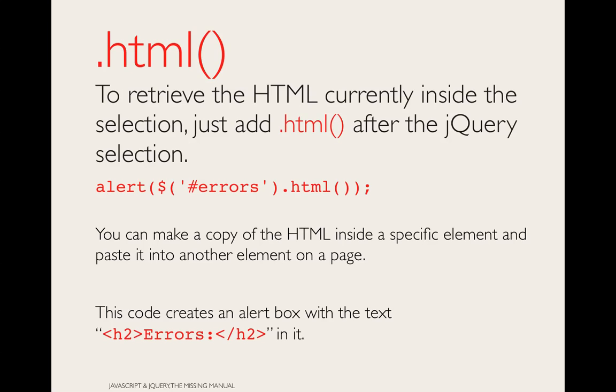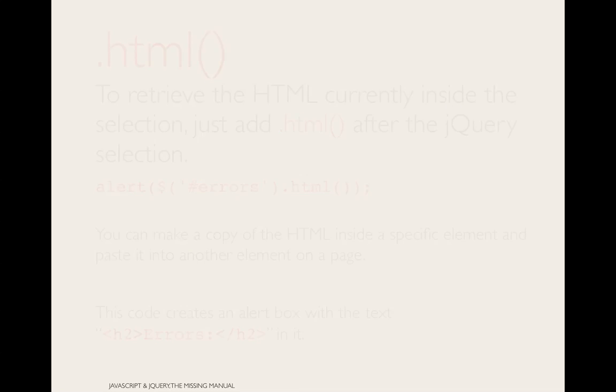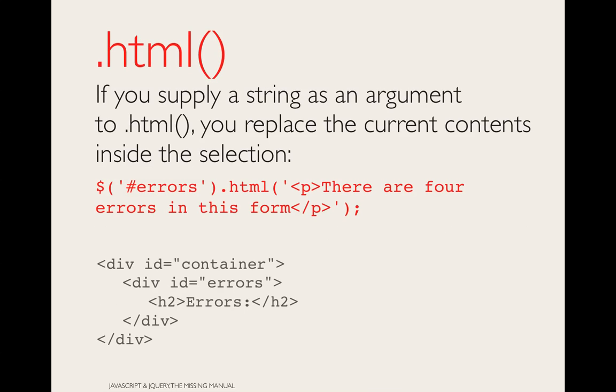You can make a copy of the HTML inside a specific element and paste it into another element on a page, for instance. Now the code creates an alert box with the text h2 errors in it, and if you supply a string as an argument to the HTML method, you replace the current contents. Instead of just reading them and using them, you can replace them if you put something in the parentheses.